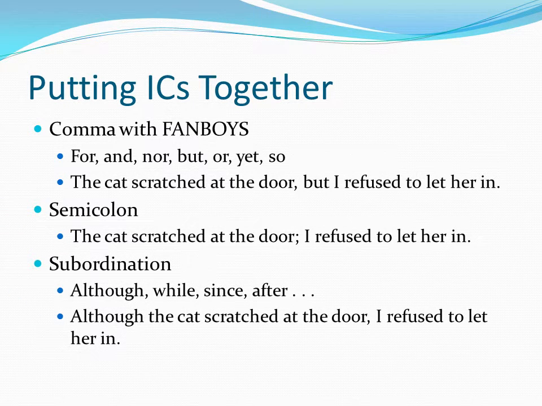Another way to put them together is to change one of the independent clauses into a dependent clause, or to subordinate. Subordinate conjunctions are words like although, while, since, and after. And if you put these at the beginning of an independent clause, you change the clause. It's no longer independent. It's not a sentence that can stand by itself. So if you put one of these words at the start of one of your clauses, then you can put them together. For example, although the cat scratched at the door, comma, I refused to let her in.